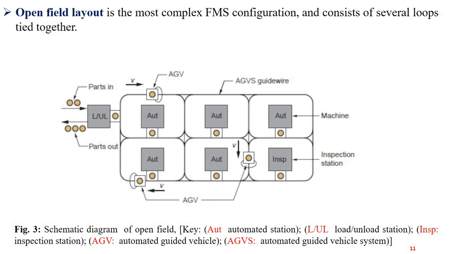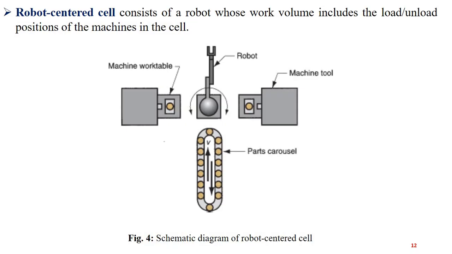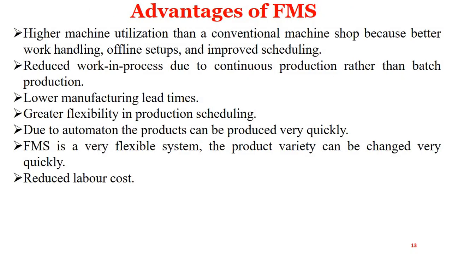In all those systems, we use automated vehicles and loading and unloading stations. In the robot centered FMS system, we use a robot for loading, unloading, some inspection and packaging processes. The robot performs the tasks.